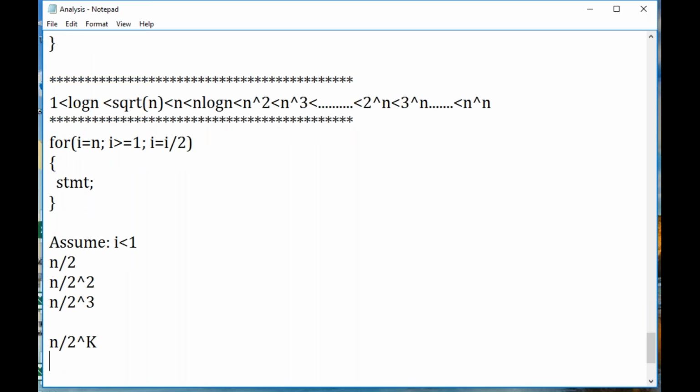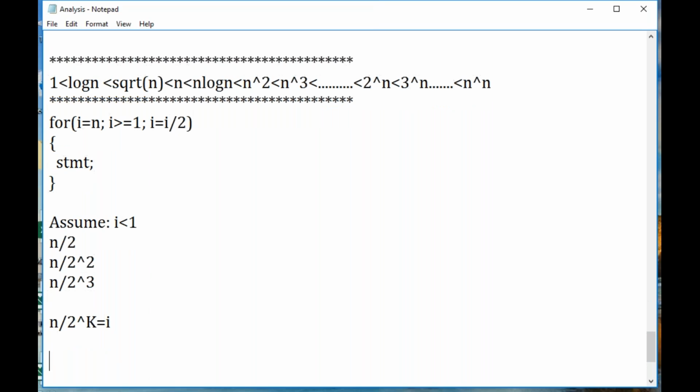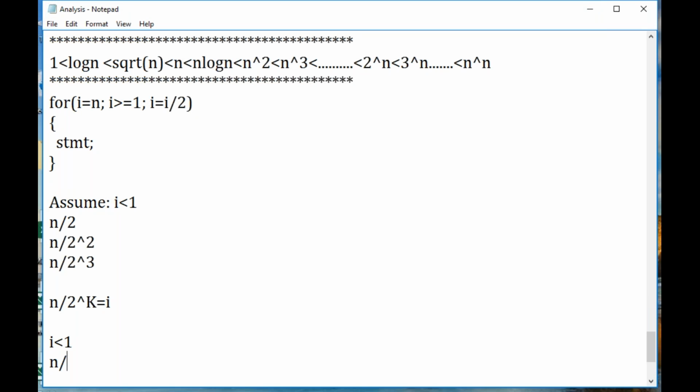So how to calculate it? How can I calculate my n value? This is my I loop. The I is going to execute till n divided by 2 power k times. So how can I calculate it? The calculation is done by n is equal to, this is the I value. As per the notation, I less than 1. So the I value calculated is n divided by 2 power of k less than 1.